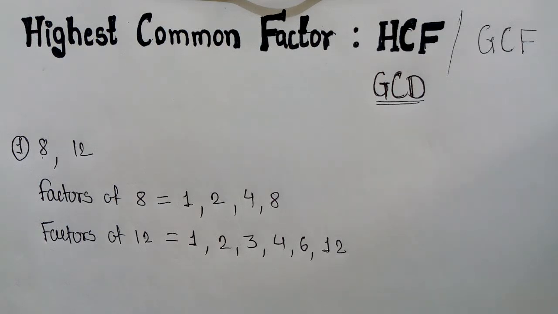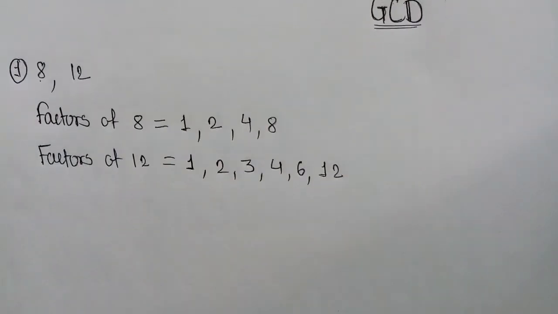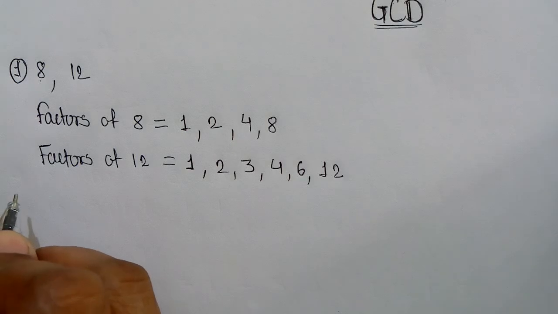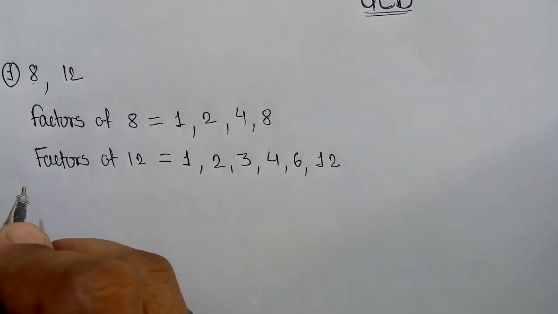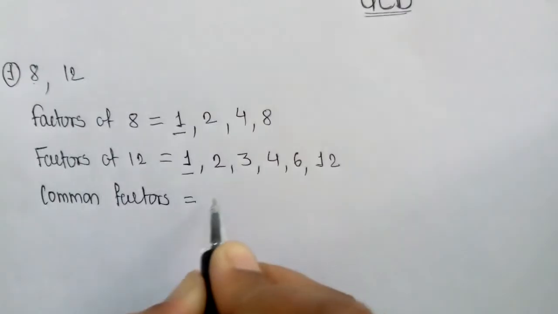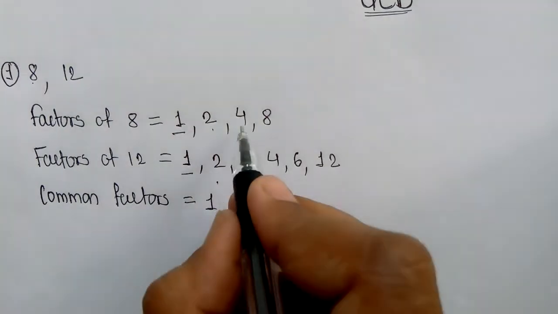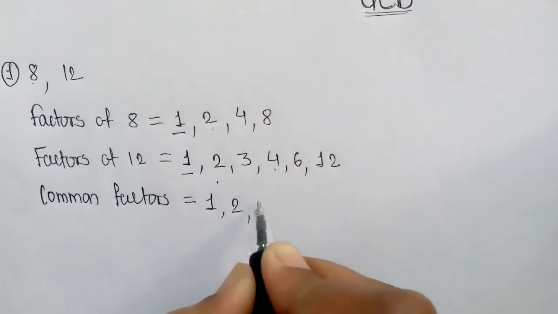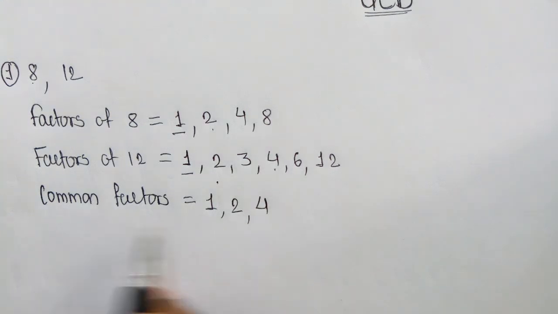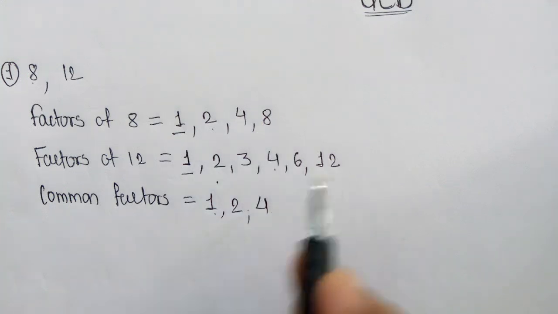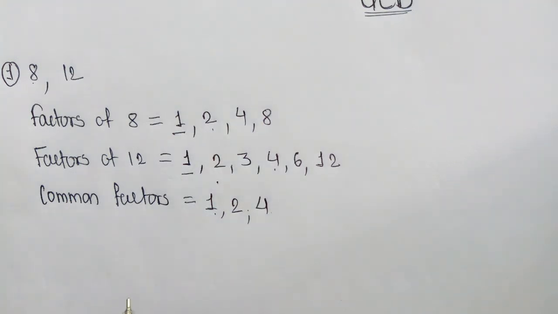Now we will find out common factors. Okay, now see the common factors. First, 1 is common, so we will write 1 here. Then 2 is common, so we will write 2. Now 4 is common, so 4 is also written here in common factors. So which are the common factors? 1, 2 and 4. Is there any other? No. Now we have to find out the highest common factor from that.